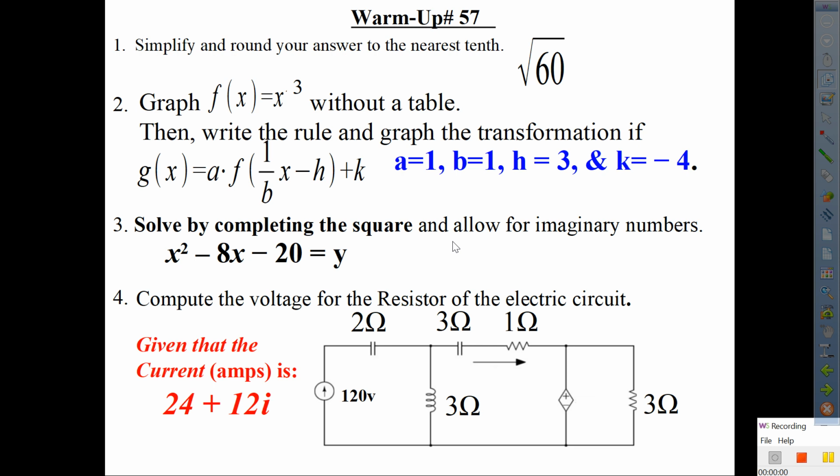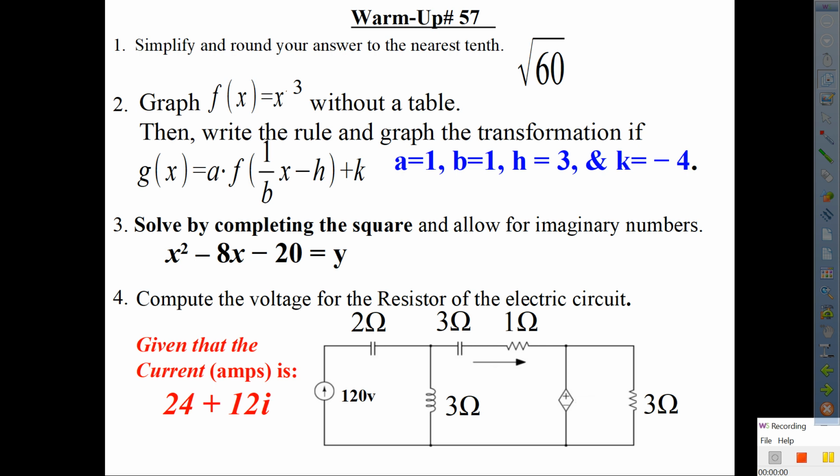Warm-up number 57 is on the screen. And once again, it's the same warm-up that we've been working on all week. I just changed the values to see how you do with that. For number 1, it's simplify, and they give us square root of 60. Number 2, they want us to transform the parent function f of x equals x cubed. And they give us, for parameters, a equals 1, b equals 1, h equals 3, and k equals -4.